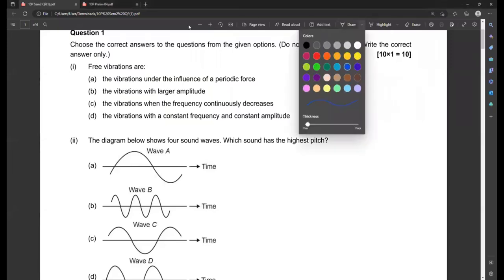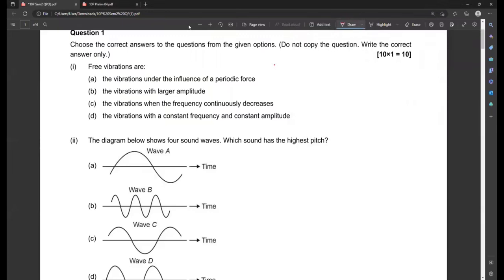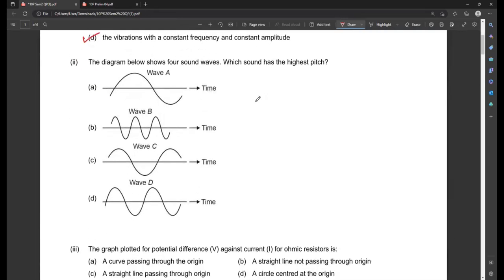This is the semester 1 paper. The first question: free vibrations are vibrations of a constant frequency and a constant amplitude. Then the diagram below shows 4 sound waves. Which sound has the highest pitch? So for highest pitch, you're looking at more frequency. So therefore, B is the correct option.